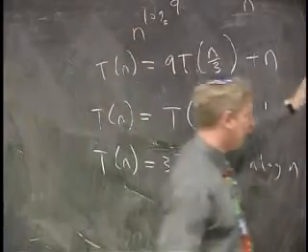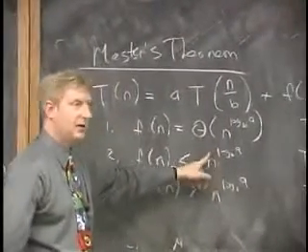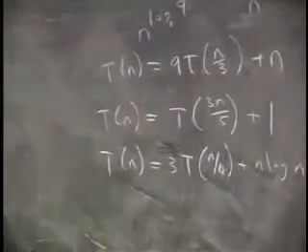Good. Log base 3 of 9 is 2. So that's n squared. So n squared's bigger. That means, which case are we talking about? Talking about case 2. This guy's bigger. That means that the order of this algorithm is n squared.